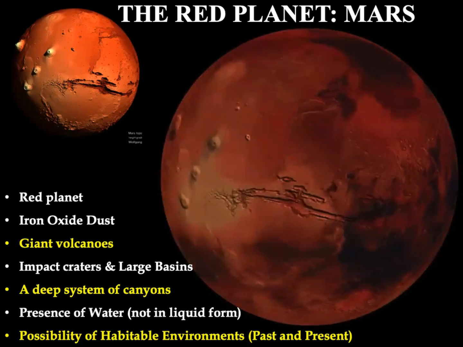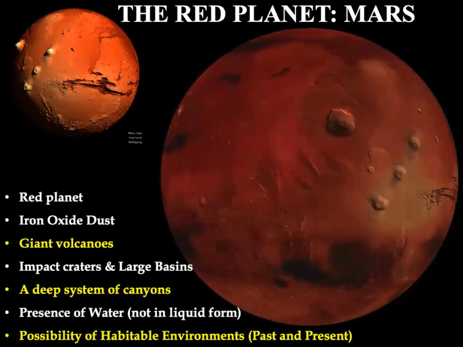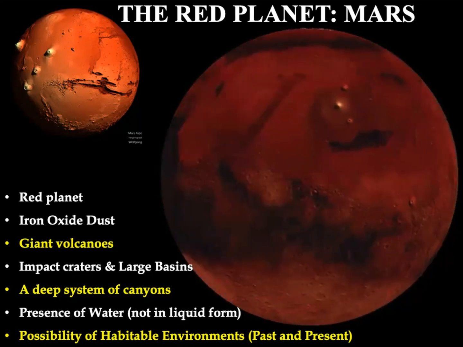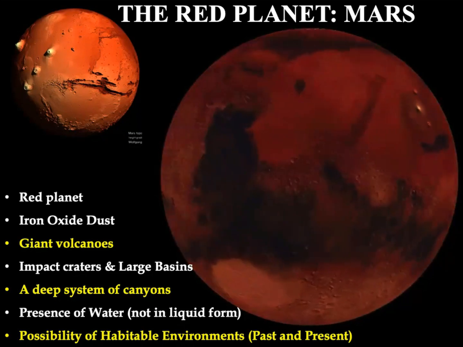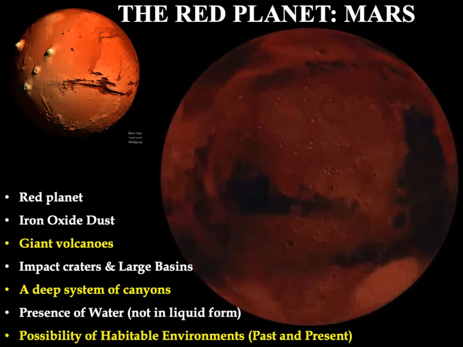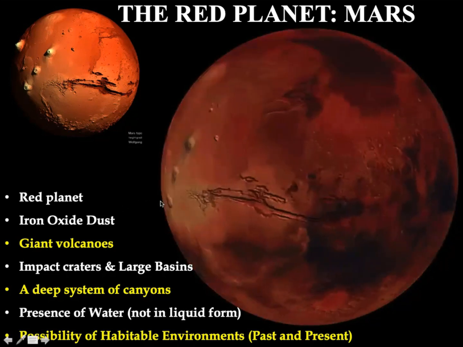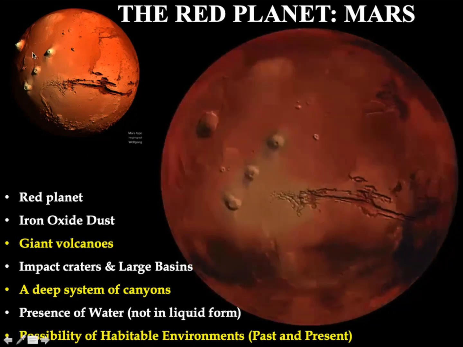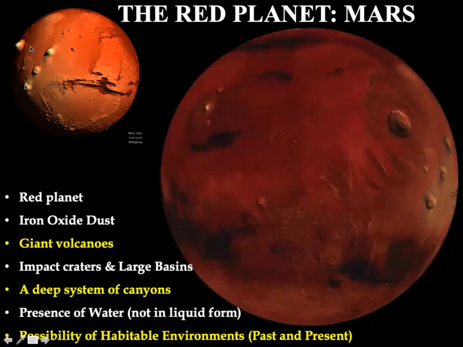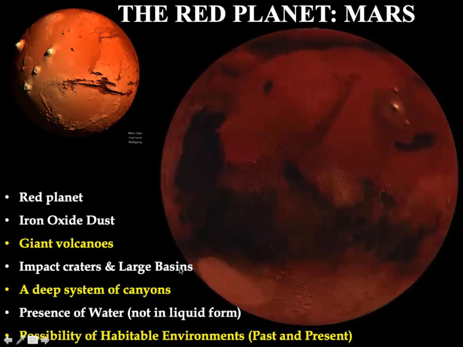You have primitive volcanic material there, and that material underwent a lot of weathering activities, which include chemical and physical weathering. Iron oxide dust has been released from it and deposited on the surface of Mars. That's the reason why we consider it a red planet. Then a lot of volcanoes are there, including the largest volcano, present on Mars. Then impact craters and large basins are there.